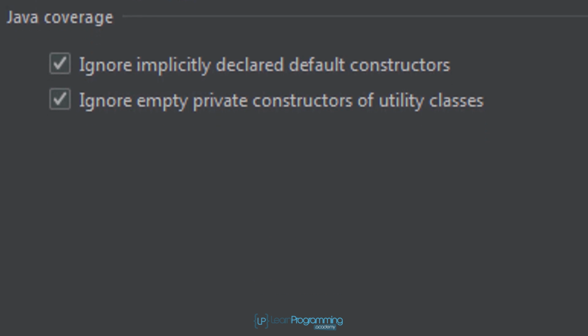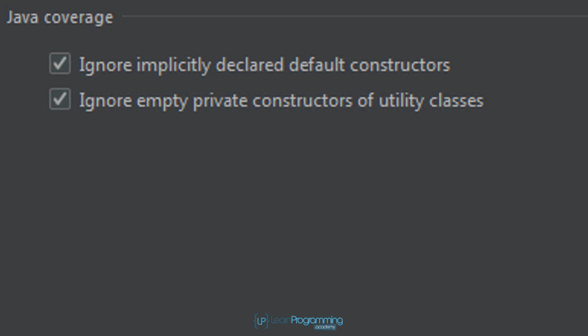There are two Java coverage options: ignore implicitly declared default constructors, and ignore empty private constructors of utility classes. If we have the ignore implicit constructors option enabled, which it is by default, implicitly declared default constructors will be excluded from code coverage statistics. However, default constructors that are explicitly declared will be included in the code coverage statistics.